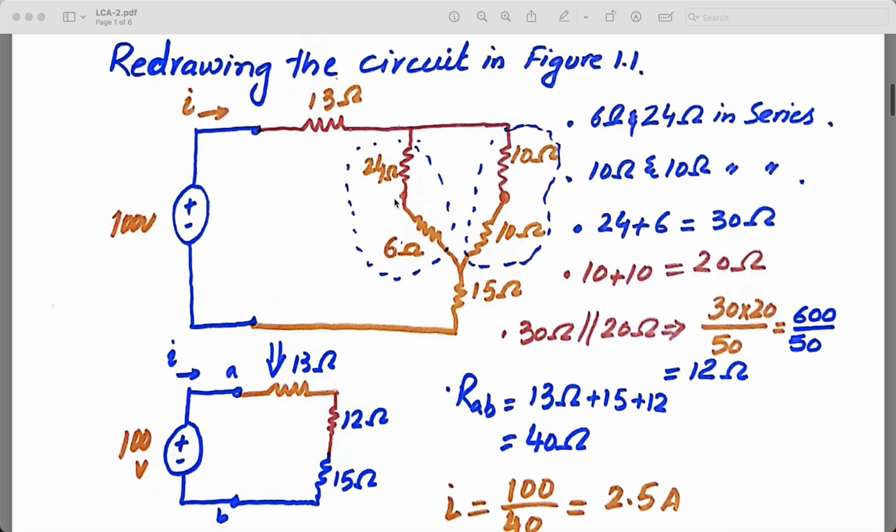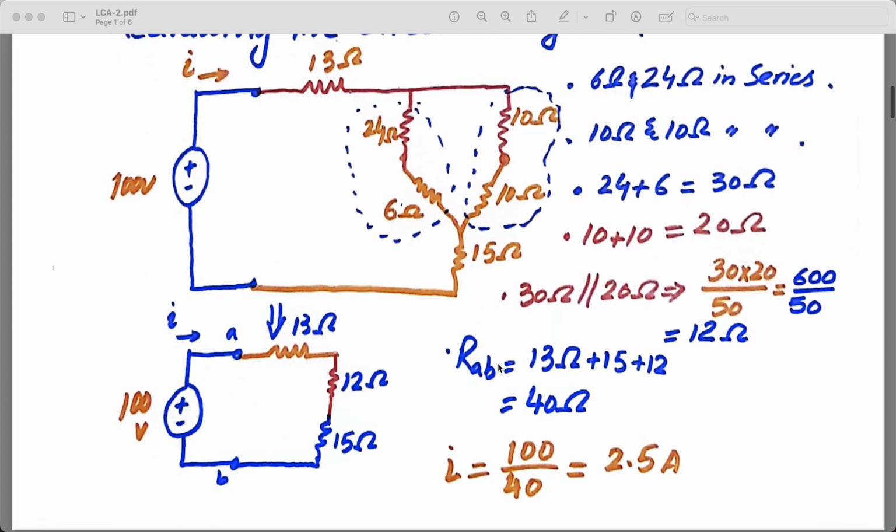So 30 is in parallel with 20, and the answer is 12 ohm. So 12 ohm, 13 ohm and 15 ohm are all in series. Then the answer is 40 ohm equivalent resistance. Now it is very easy to calculate I by using Ohm's law. Ohm's law says that I is equal to V divided by R equivalent. V is 100 volt and R equivalent is 40, so I is equal to 2.5 ampere.